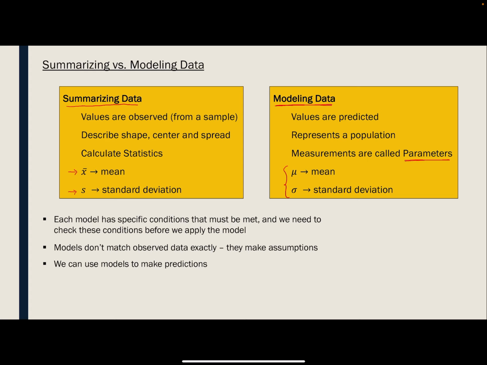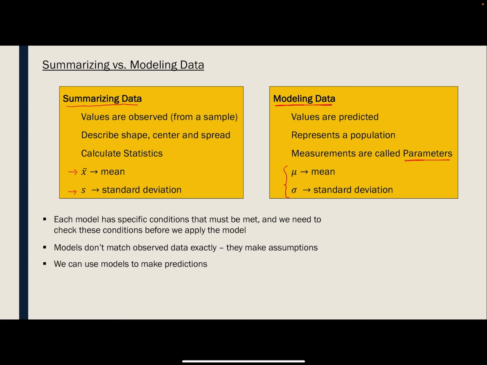It's important to know that every model has a specific set of conditions that must be met before you can apply that model. In the case of the normal model, we know that it needs to be unimodal and roughly symmetric. Those are the conditions in order to apply it. But every model has its own conditions.